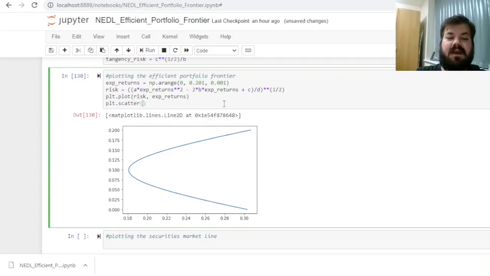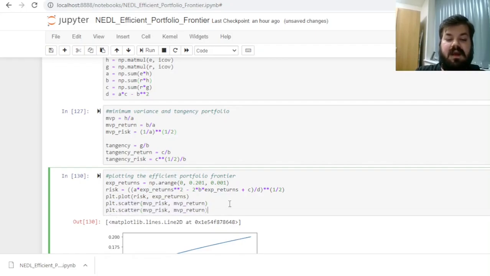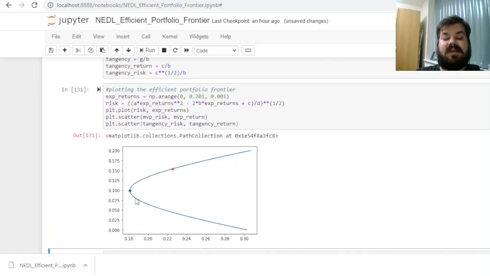And to see where the portfolios of interest lie on this frontier, we can simply introduce 2 scatters. Here, first we'll have the minimum variance portfolio, MVP risk, MVP return. That would produce the first scatter point, and then we'll scatter our tangency risk and tangency return. And that shows that these 2 portfolios do indeed lie on the frontier, which is good news, and the minimum variance portfolio does indeed have a return of around 10%.